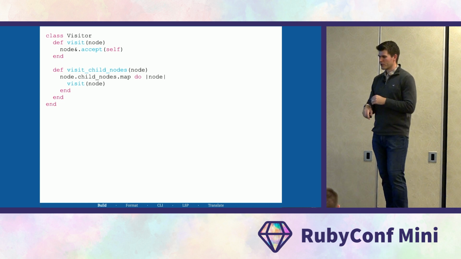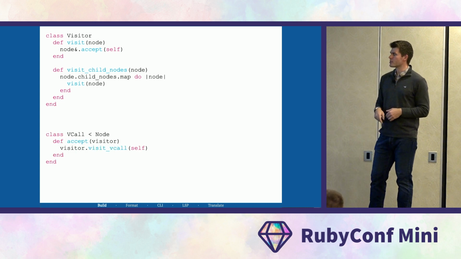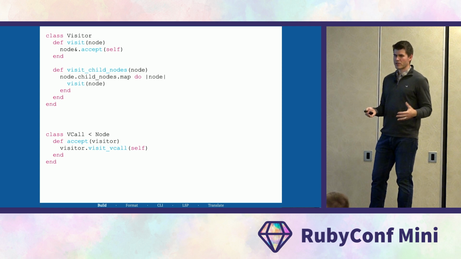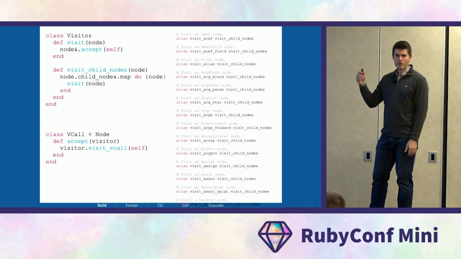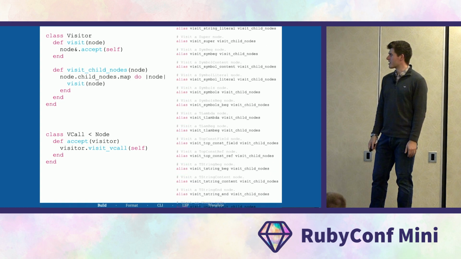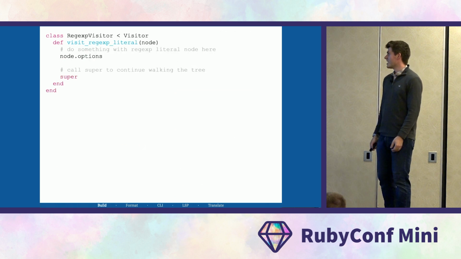So, walking the tree. As I showed you earlier, this is the visitor interface. We can go and provide the visit methods for every one of these. Visit vcall is one of them. Vcall is just a node in the tree. It means a node that can be either an identifier, local variable, or a method call. And I provide all of those aliases I showed you earlier. It's just a couple. You can go see visitor.rb, and you'll just see it's just aliases. That's all it is.